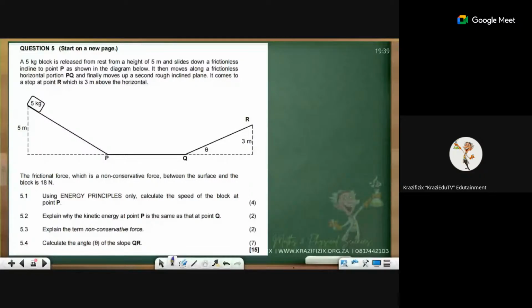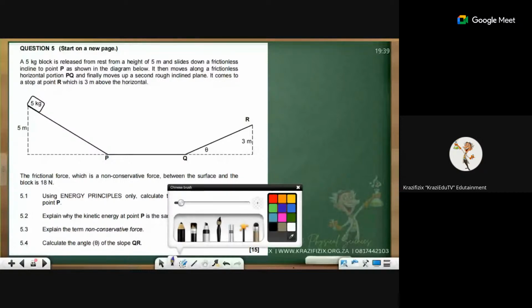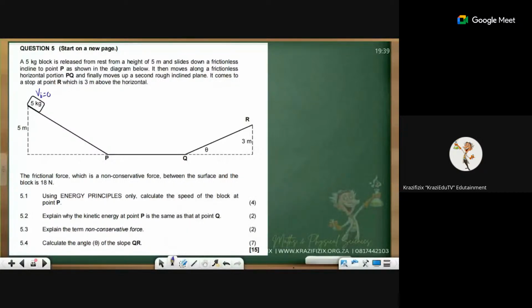All right. A 5 kilogram block is released from rest. Okay, let's start. Released from rest, so the initial velocity here is 0. From a height of 5 meters it slides down a frictionless curve to a point P, as shown in the diagram below. It then moves along another frictionless horizontal portion PQ, and finally moves onto a rough surface, where it comes to rest at 3 meters. The frictional force, which is a non-conservative force between the surface and the block, is 18 newtons.